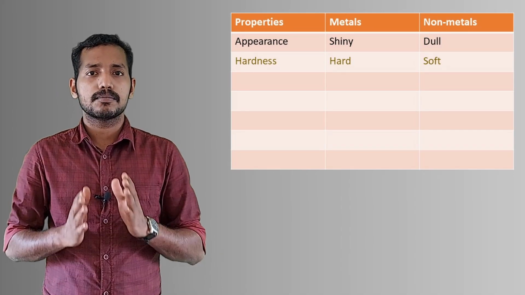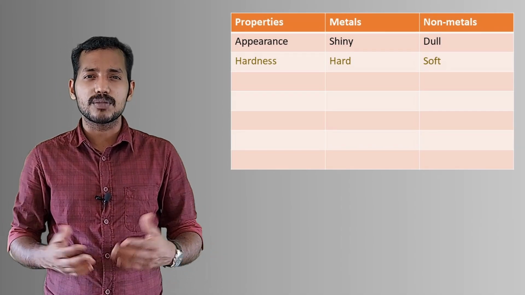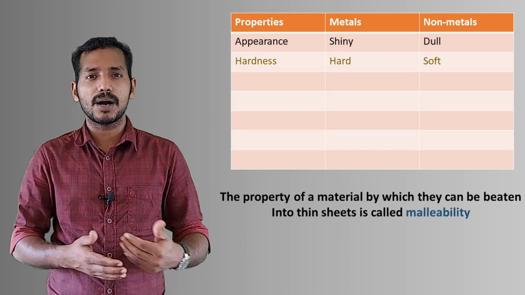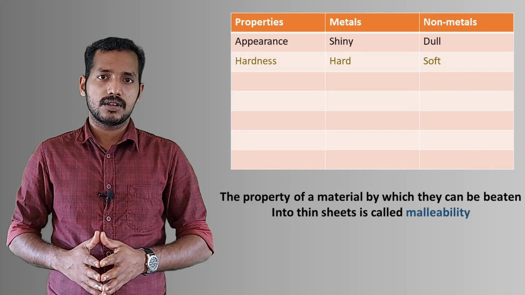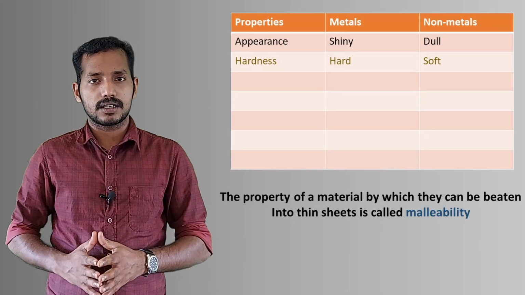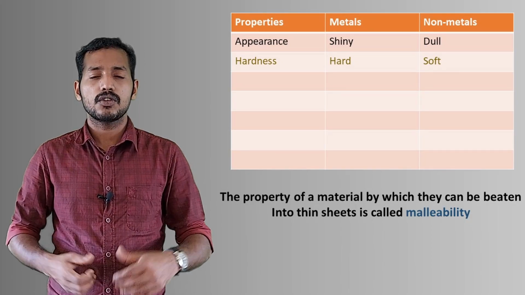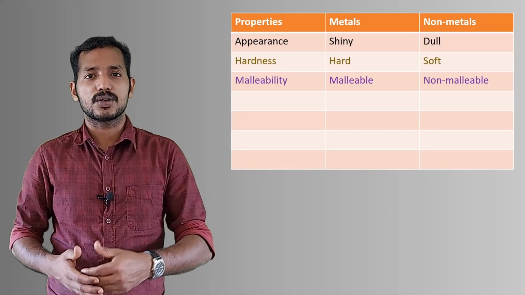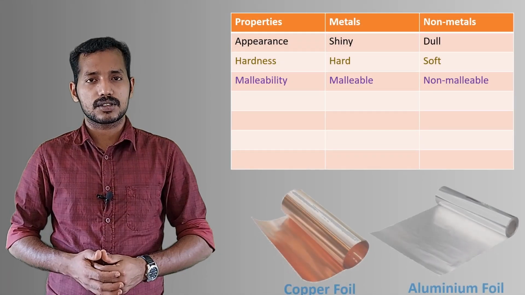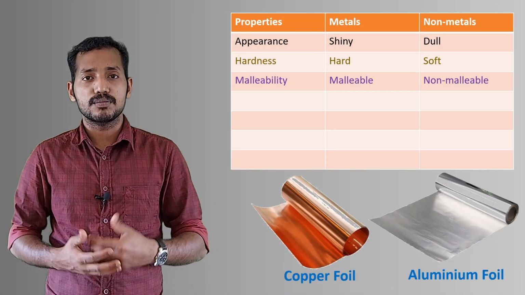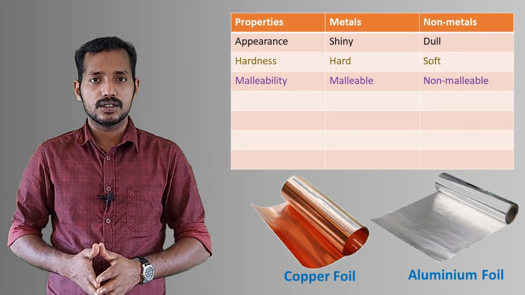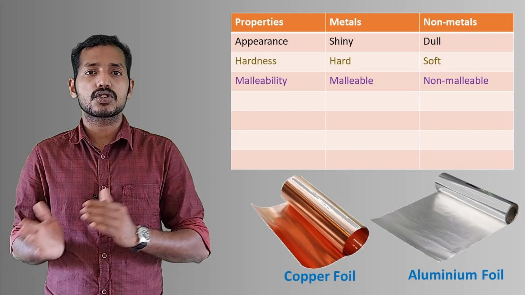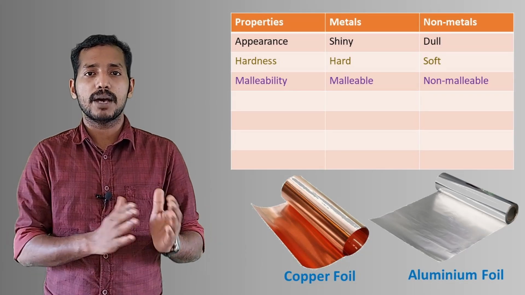And the third property is malleability. What is malleability? The property of a material by which it can be beaten into thin sheets is called malleability. For example, we know that aluminum foils are used for wrapping food items. This is possible because of the high malleability of aluminum. This is not only for aluminum; most of the metals are highly malleable.